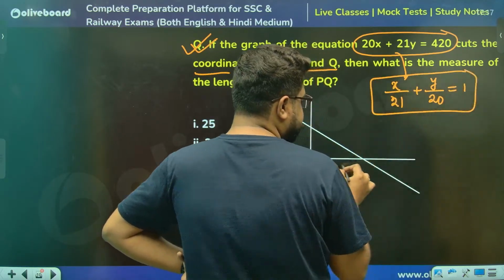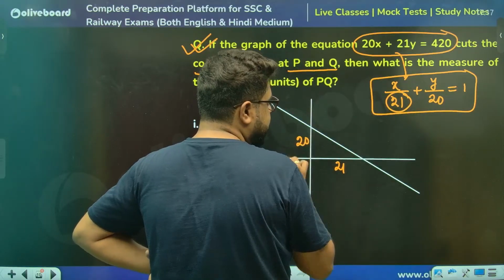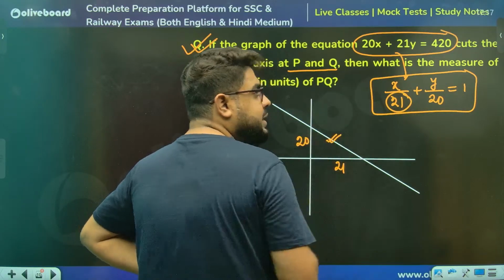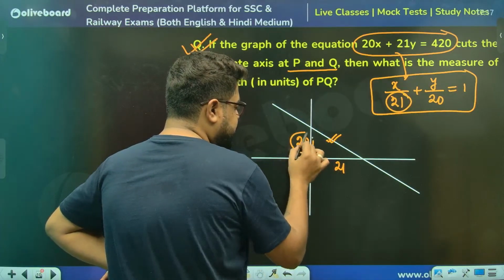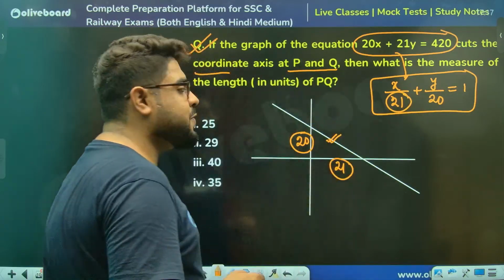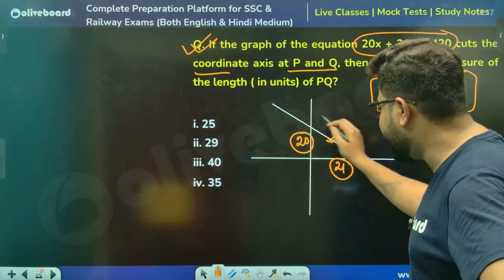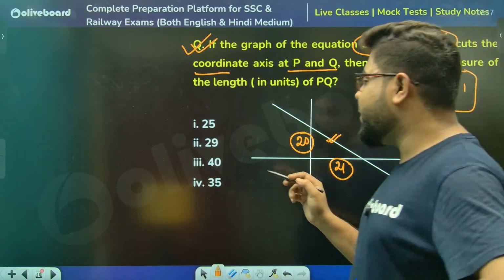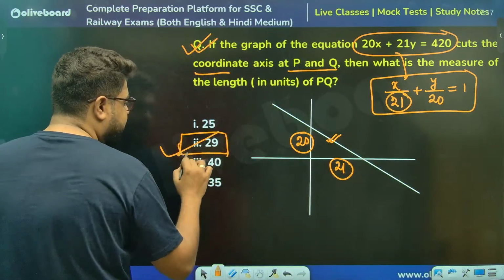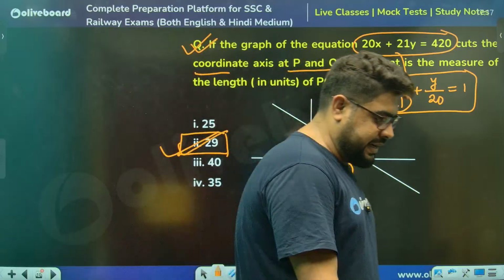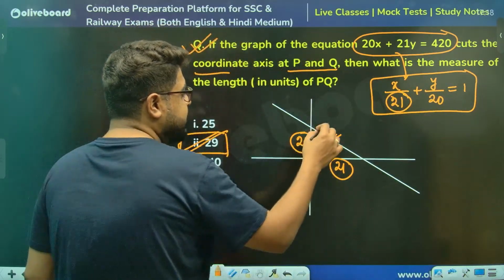Meaning this length is 21 on the x-axis, and this is 20. So what is the length? 841 is 29 squared, a Pythagorean triplet. Option number 2, 29. Yes, Panmay, Reena, again you are correct. So 29 is the answer.